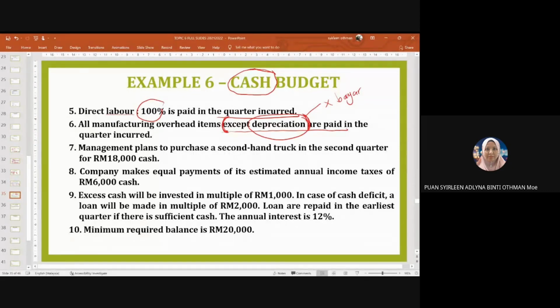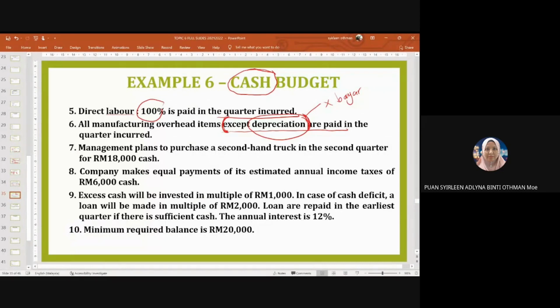Jadi bila anda diberi soalan dan dalam soalan tu let's say your manufacturing overhead tu termasuk depreciation. Okay, so bila termasuk depreciation you need to deduct dulu, tolak dulu depreciation sebab cash budget hanya melibatkan penerimaan dan pembayaran tunai sahaja. Walaupun depreciation is expenses, tapi dia adalah sejenis perbelanjaan yang tidak melibatkan cash flow. So bila tak melibatkan cash flow, kita tak masukkan dalam cash budget. Okay, alright. So that is number 6.